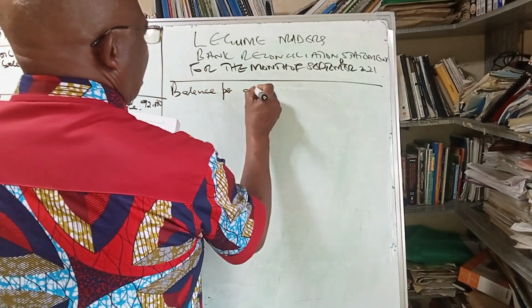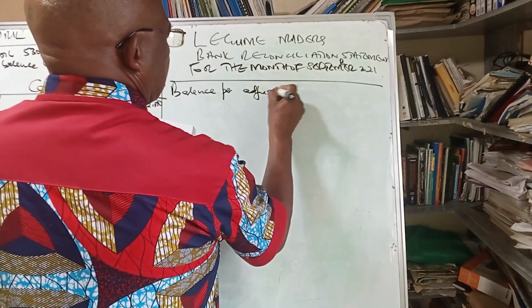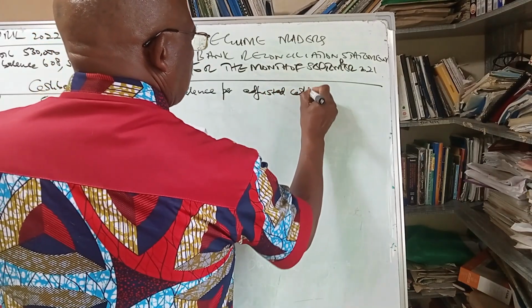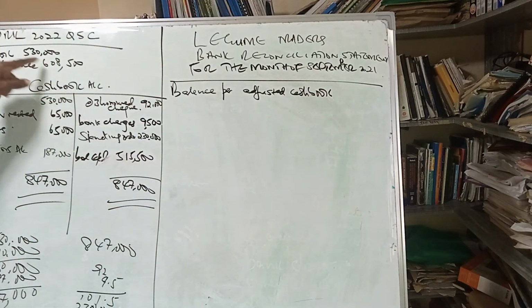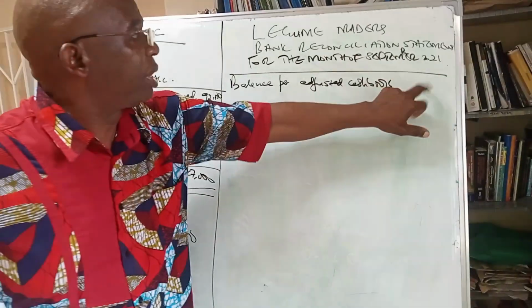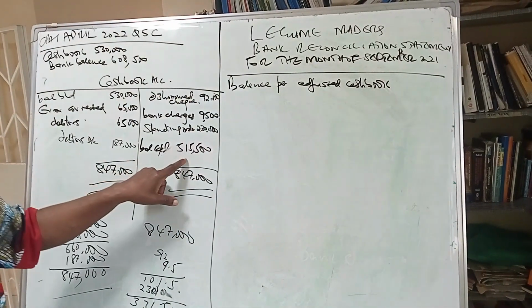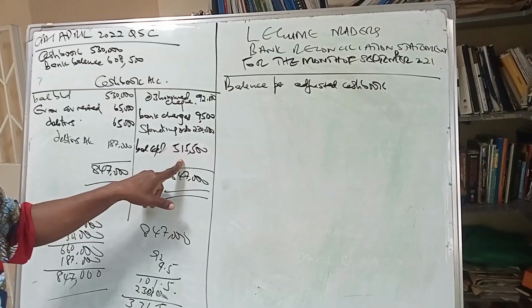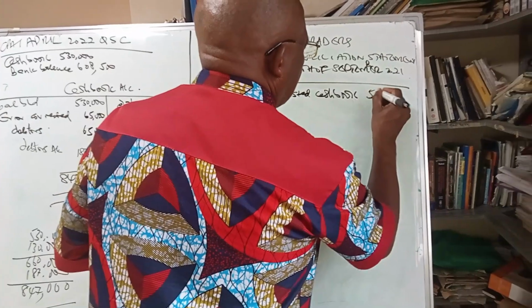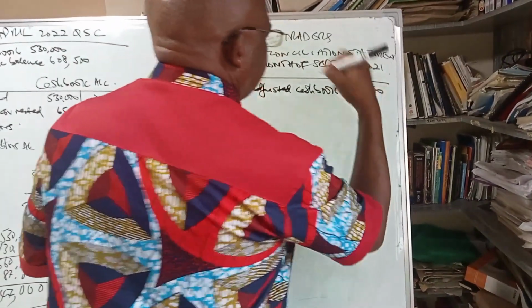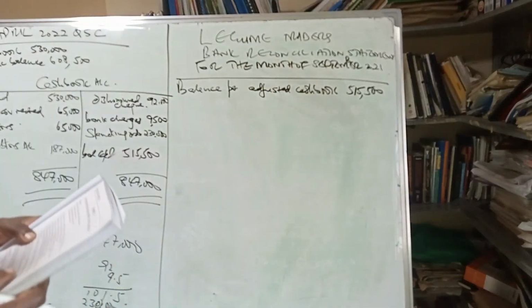Balance per adjusted cash book. Please note it is not the opening balance. Our cash book balance was 530, but that's not the balance we are bringing here. We are bringing the adjusted cash book balance, 515,500.